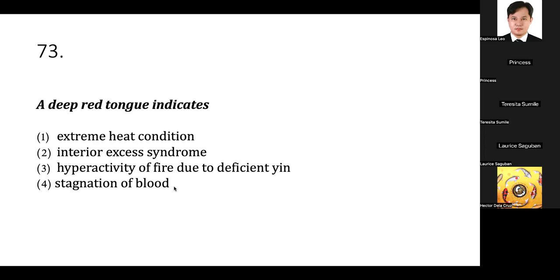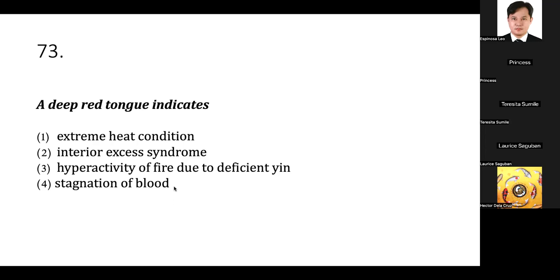So, anong sagot nyo dito, Ma'am Jeliza? Bali po 3 and 4. Ay, wala po tayong choice na 3 and 4. Ganito po: 1, 2, and 3, ang sagot is A. Pag sinabi mong 1 and 3 lang, B. Pag 2 and 4, C. Pag 4 lang, D. Pag 1, 2, 3, and 4, E.